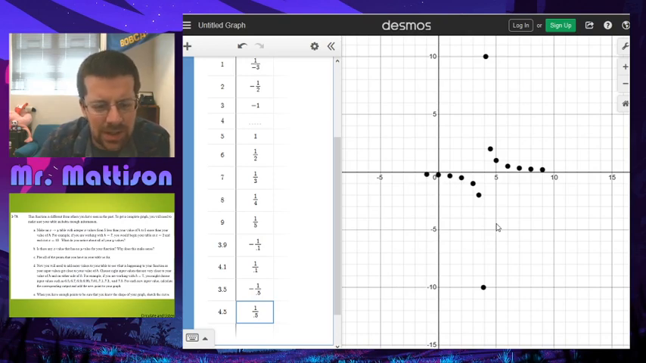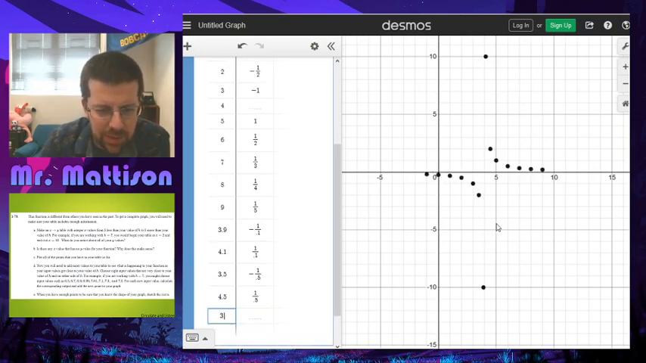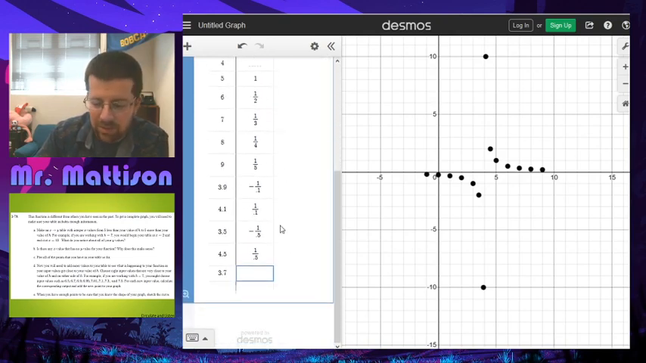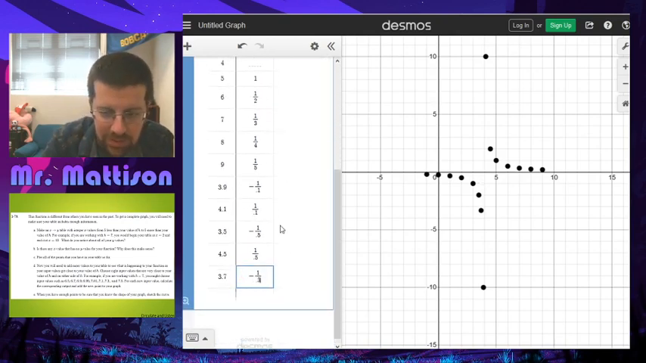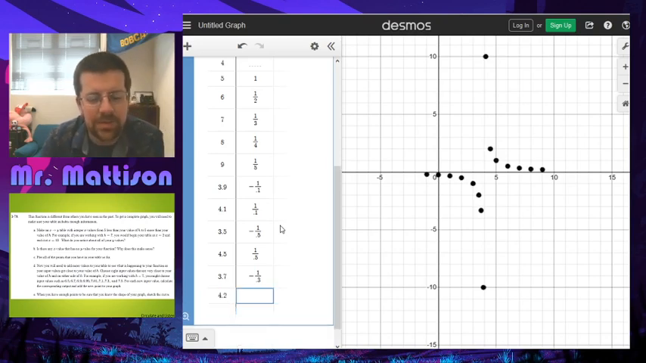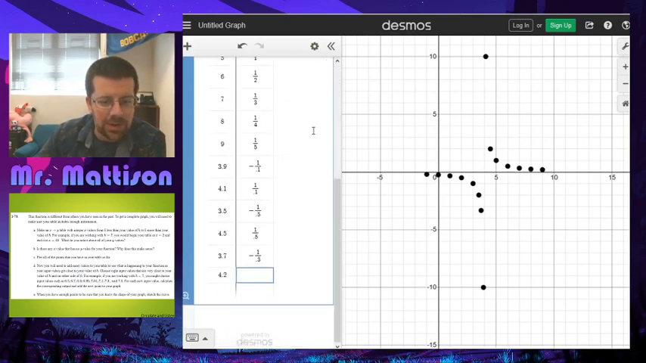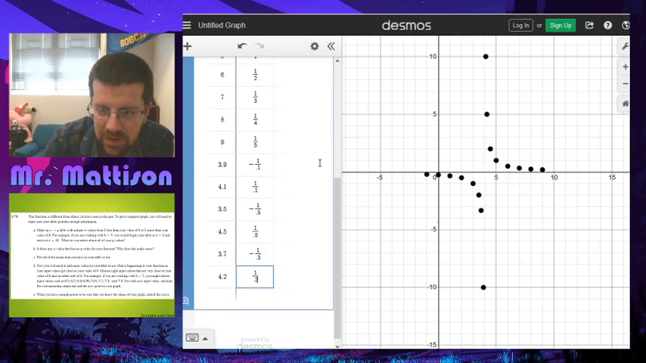So what if I do like 3.7? Okay, well, if I do 3.7, 3.7 minus 4 is going to be negative 0.3. So that'd be negative 1 over 0.3. And if I did, let's do 4.2, right? That would be 4.2 minus 4 is 0.2, so 1 over 0.2. I'm there. So we're kind of seeing a definite shape here, right?